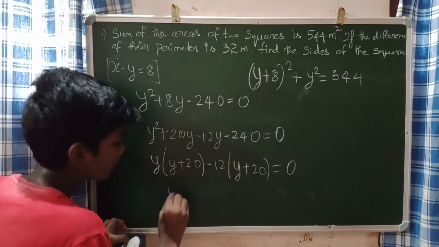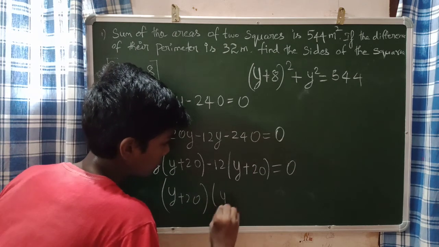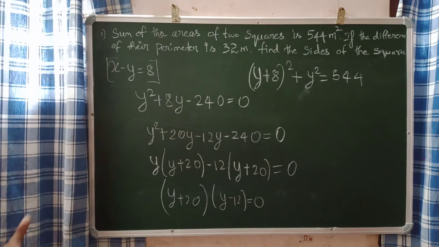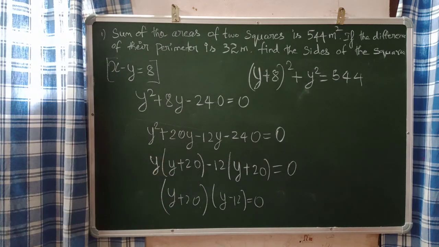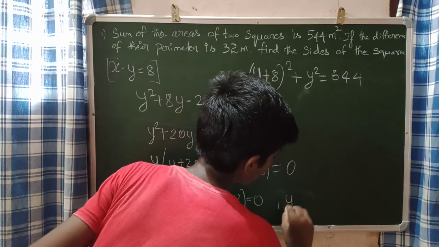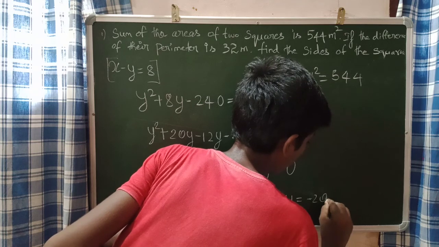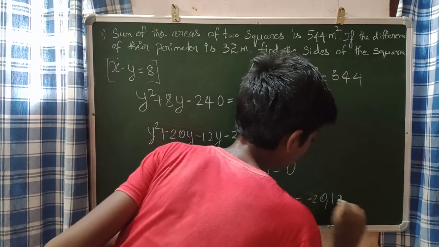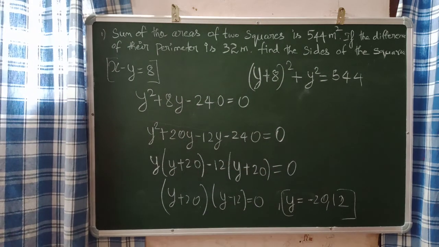Now this is nothing but y plus 20 into y minus 12, that is equal to 0. Guys, this is the basic factorization method. It's not a very big deal, okay? Just a basic factorization method. By this, I would say that your y can be either minus 20 or 12. Correct now? That's the solution of this equation. Your y can be either minus 20 or 12.